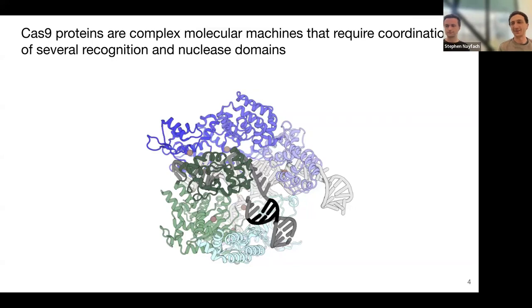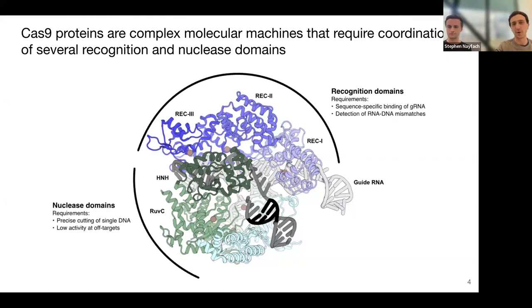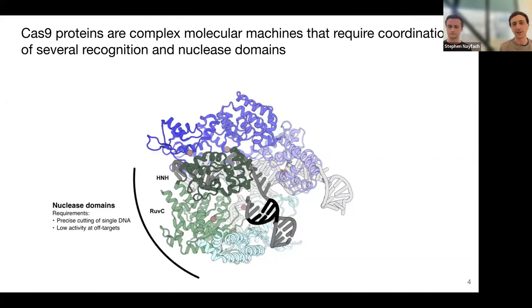Yeah, so you didn't see the previous slides, but Cas9 can be utilized in several different genome editing platforms. Cas9 is a really complex protein with multiple domains that all require functional coordination.